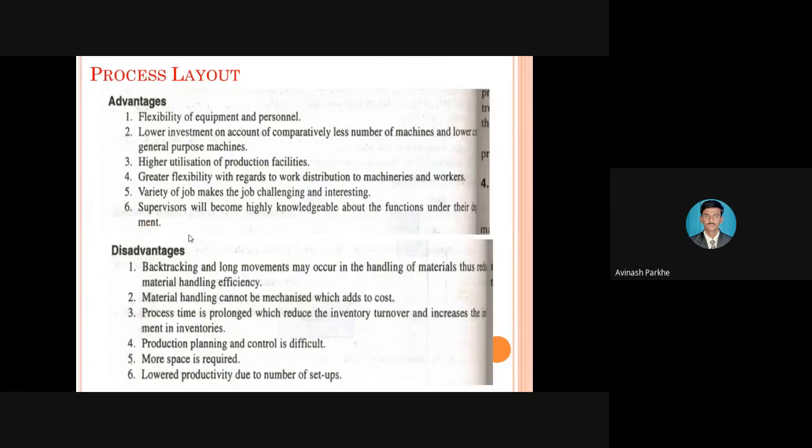This layout has some advantages and disadvantages, which we have discussed in today's lecture. Some other types of layouts are there: product layout, fixed position layout, and group technology. These three types of layouts will be discussed in the next lecture. So with this first type of layout, the process layout, today we will stop here. The remaining types of layouts we will take in the next lecture.